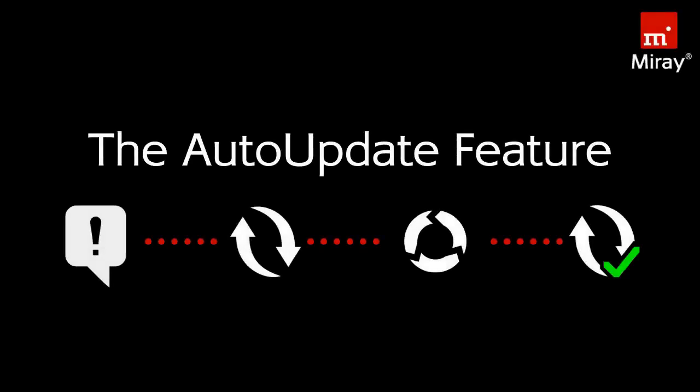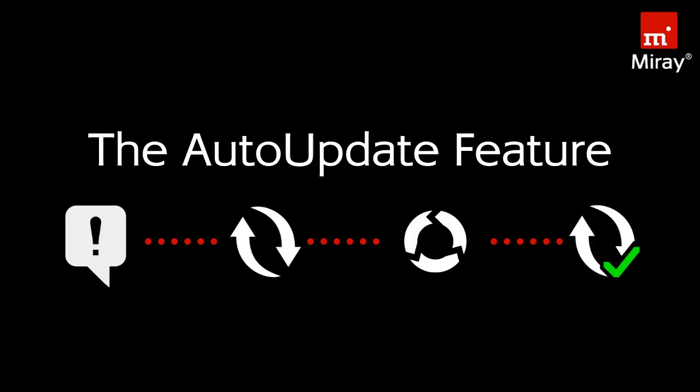The AutoUpdate function is a quick and easy way to update your Miray product to the latest version with minimum effort. AutoUpdate is available in all variants of the software, whether you run it in Windows, installed, or standalone, or in one of the self-booting variants.